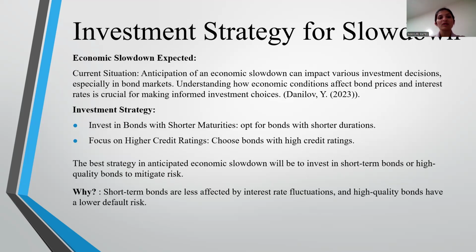Investment strategy. Invest in bonds with shorter maturity. Opt for bonds with shorter duration and focus on higher credit rating. Choose bonds with high credit rating. The best strategy when anticipating an economic slowdown is to invest in short term bonds or higher quality bonds to mitigate risk.